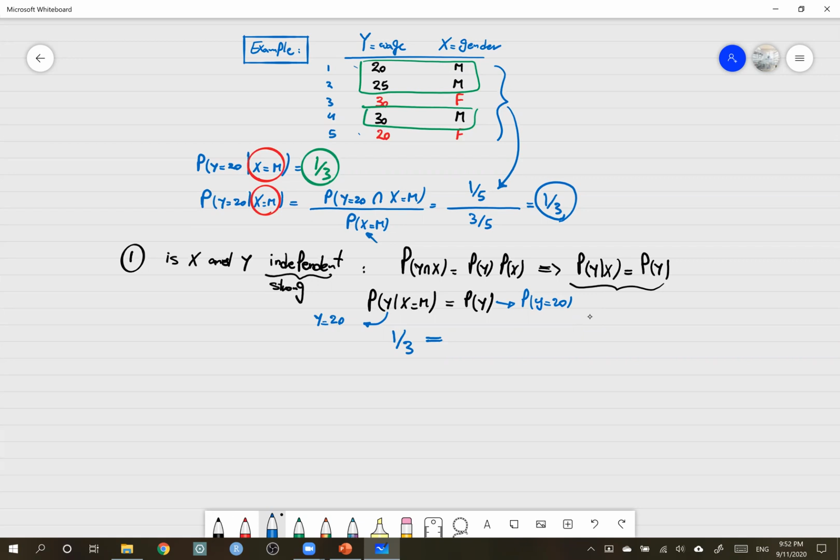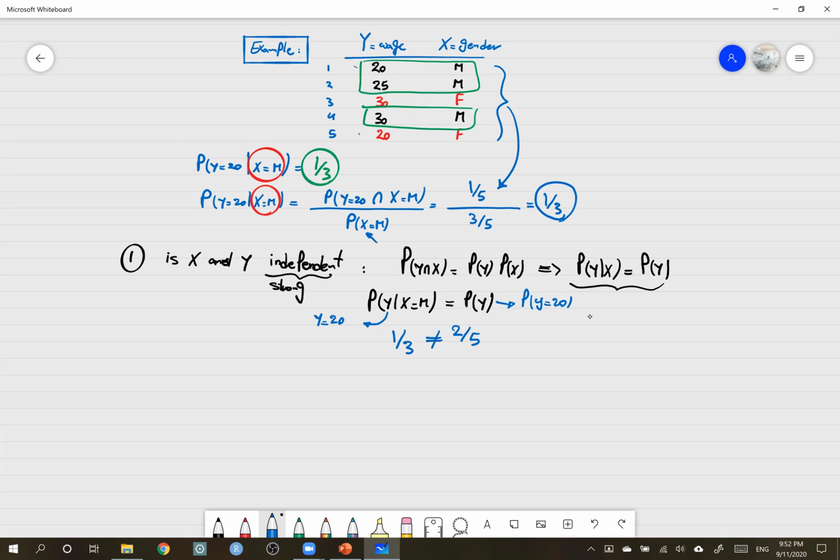Look at the table above. So what are the values of y? 20, 25, 30, 30, and 20. So I have 5 outcomes. How many of them are 20? 2. So what is the probability? 2/5. Are these two numbers the same?